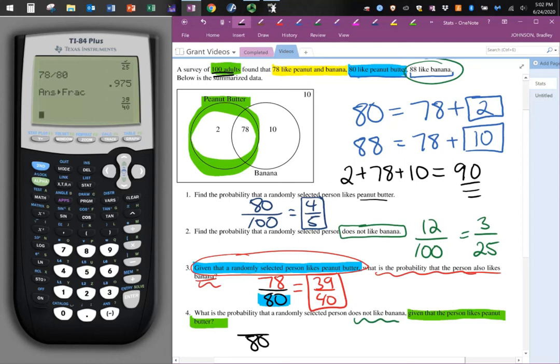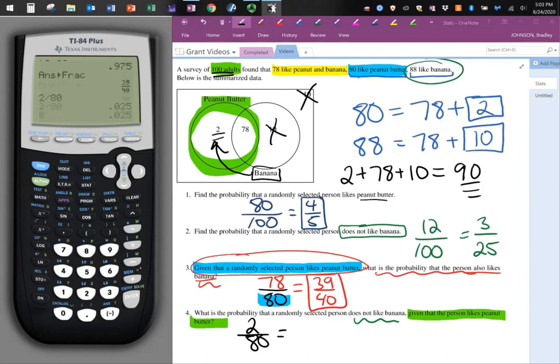What is the probability that they do not like banana? Okay, well, we know that banana would be these guys, but with the given statement, I'm ignoring those 10 values. So not banana would actually go to these two. So it would just be 2 out of 80. So 2 out of 80, and we can simplify that using our math button and fraction button. We'd have 1 out of 40.